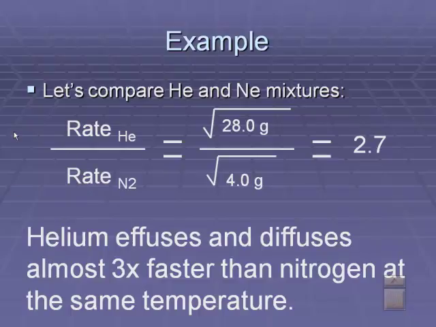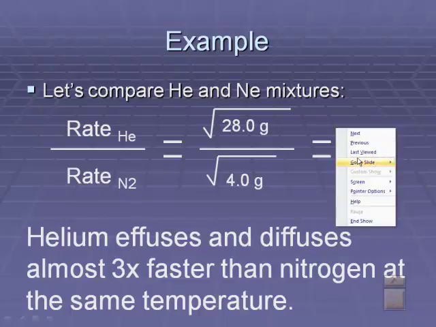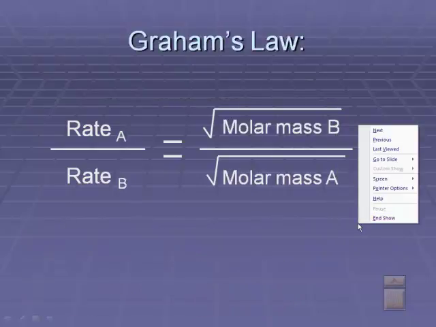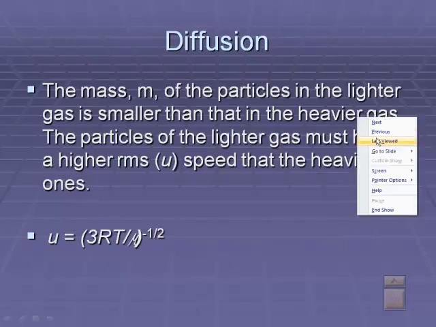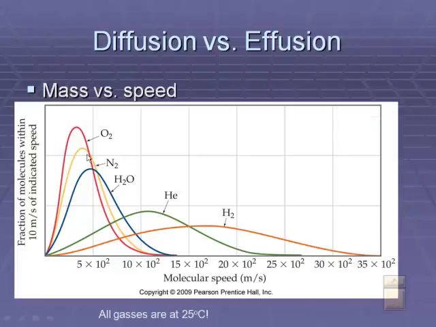So if they're at the same temperature, all we're going to do is just compare their masses, because their masses will give us a better distribution of how fast they're moving at the same temperature. Do you guys remember that picture I showed you? I like this picture. Back to this guy. All of these gases are at 25 degrees Celsius. Which gas is moving the fastest? Hydrogen. Which one's moving the slowest?